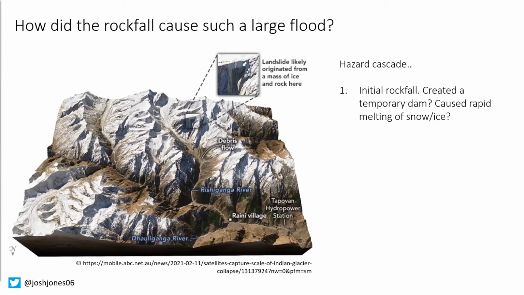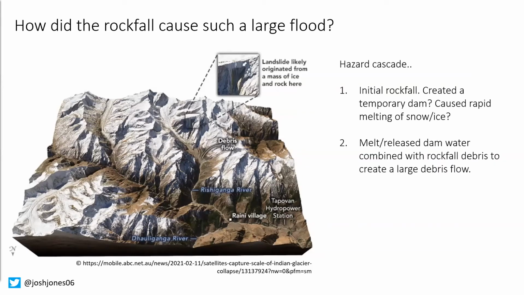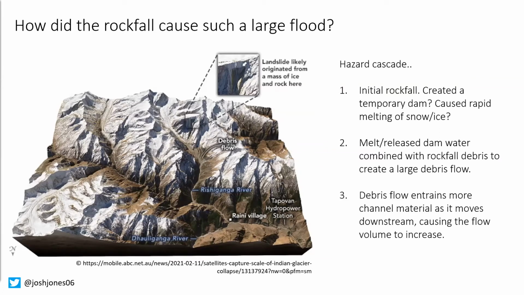Now, in this case, it seems that the initial rockfall temporarily dammed the Rishiganga River and also caused rapid melting of snow and ice along adjacent hill slopes. This meltwater, combined with that temporary dam being breached, will then have caused a huge surge of water, ice and rock from the rockfall. And as that debris flow travelled down the valley, it would entrain more and more material from the channel, thus causing the hugely destructive flow that caused the impacts I described previously.